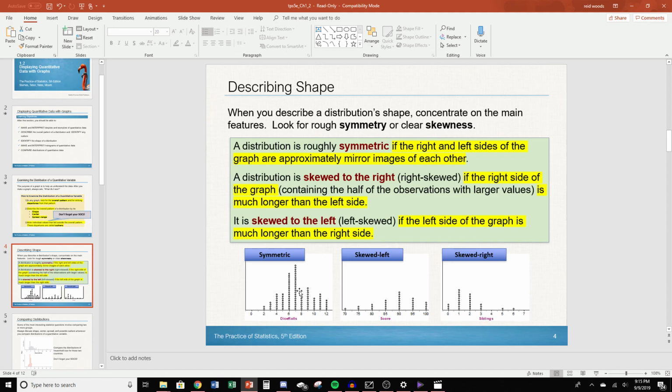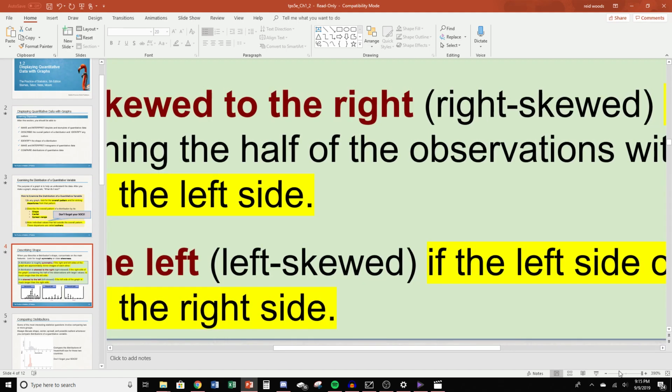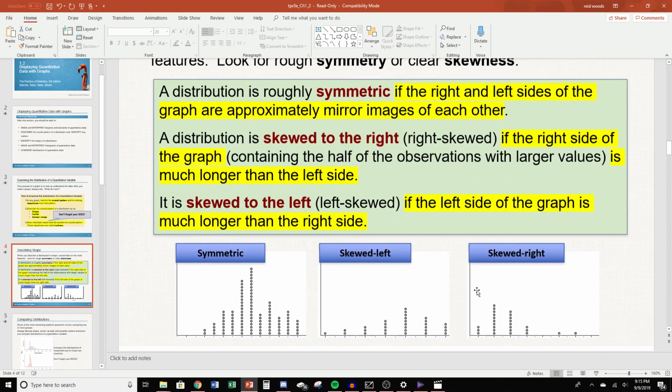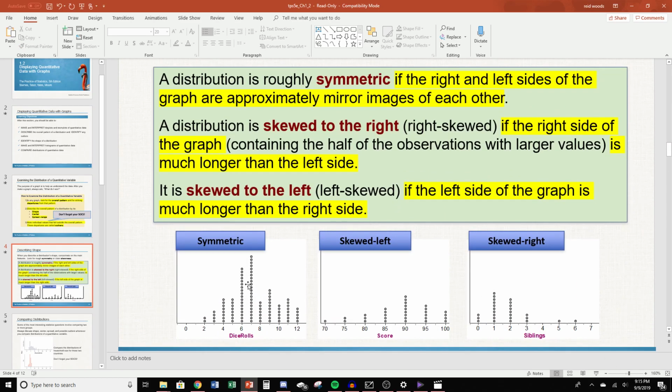So if you look at these graphs down here at the bottom, you'll notice the different shapes. This one would be roughly symmetric. It's not perfect. Here's the center approximately right here. The left side is not exactly like the right side, but that's okay. We use that word approximately mirror images, and most of the time in our class, that's what it's going to look like, just approximate.